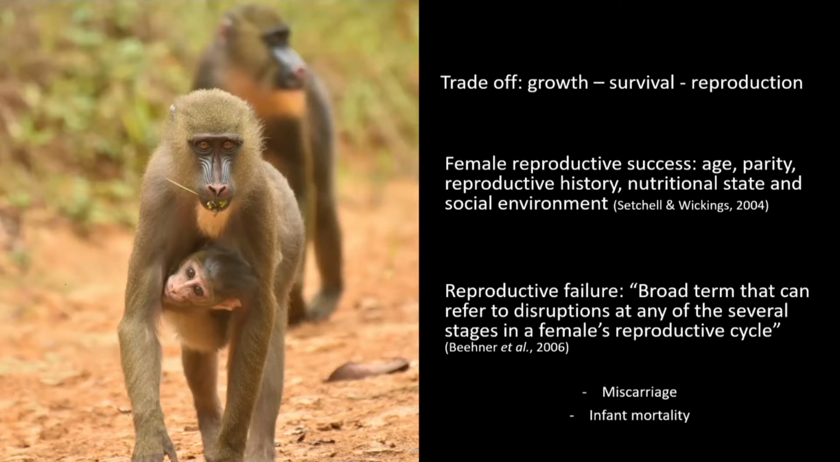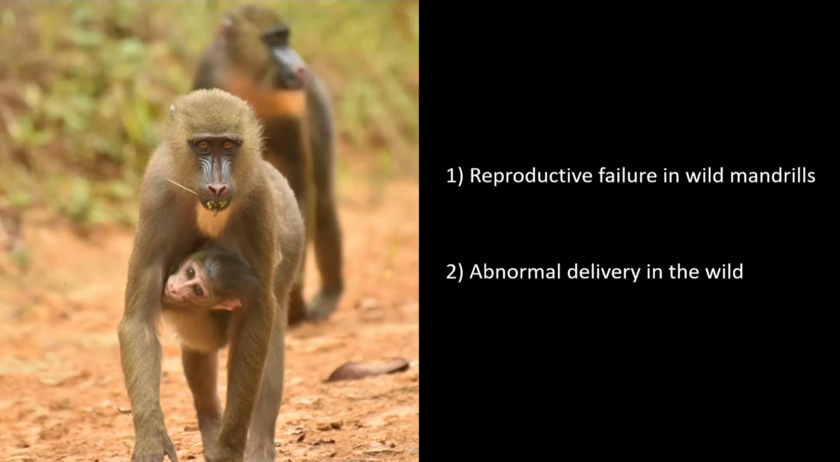Reproductive failure includes any disruption that can happen at any moment of the reproductive cycle of the female, and the result of it is a delay in the successful reproduction, and this can take two forms. It's going to be miscarriage or infant mortality. So today I will present the reproductive failure in a wild population of mandrills, and I'm also going to present an abnormal delivery that we saw in our population.